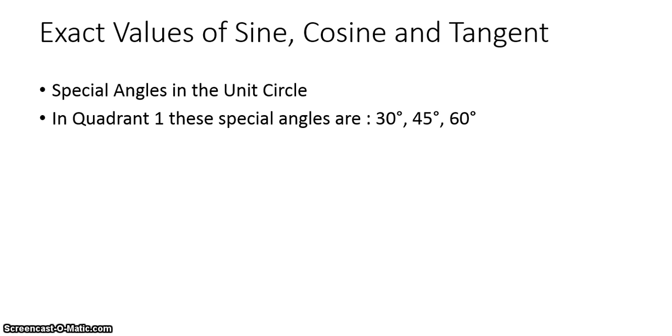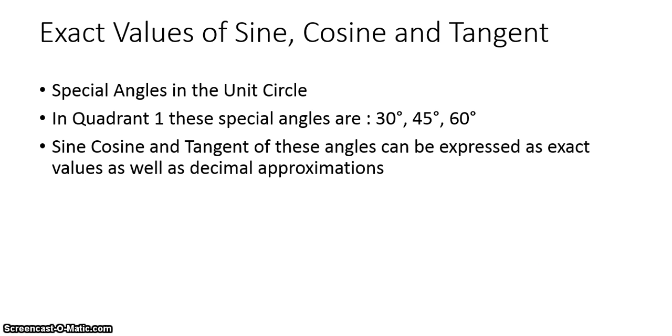There are also special angles in the second, third and fourth quadrants, and these special angles are all related to these basic angles in quadrant 1. These angles are special because sine, cosine and tangent of these angles can be expressed as exact values as well as decimal approximations. Not all angles in the unit circle have this property.